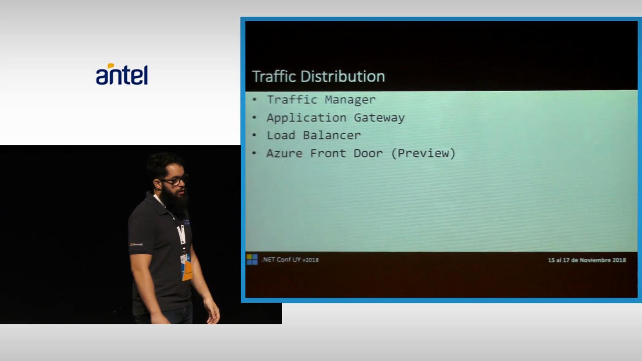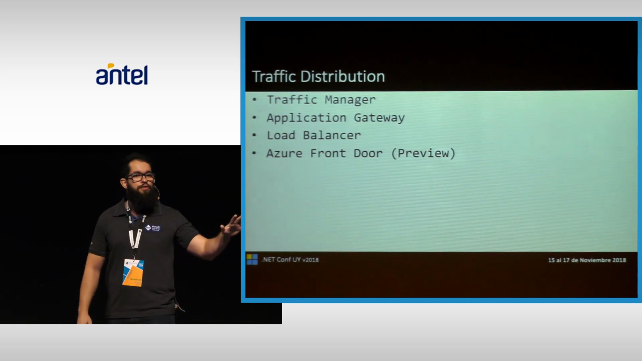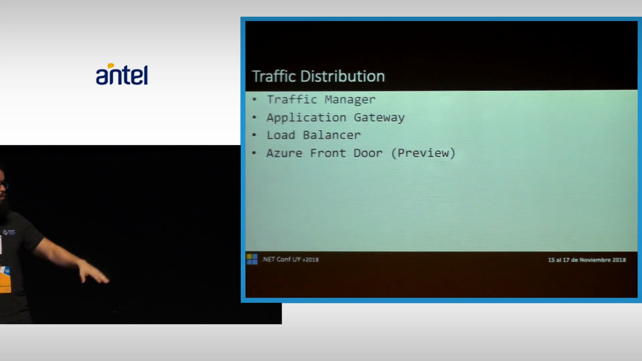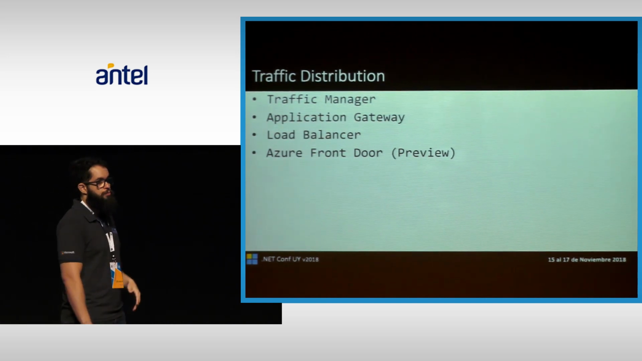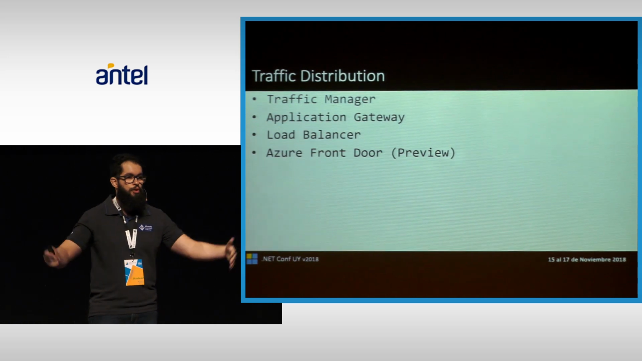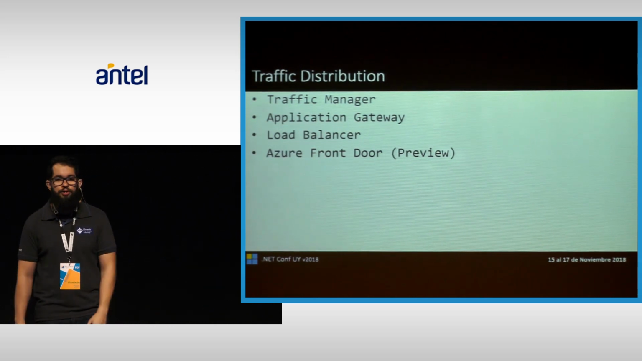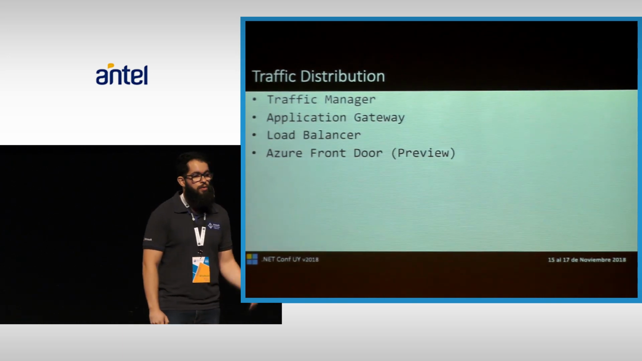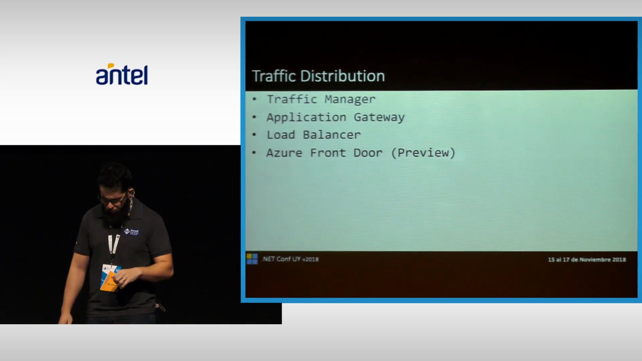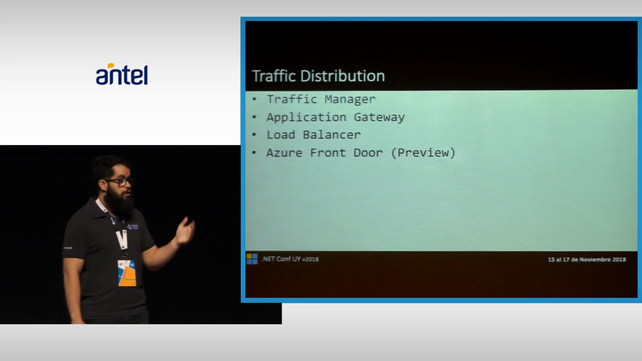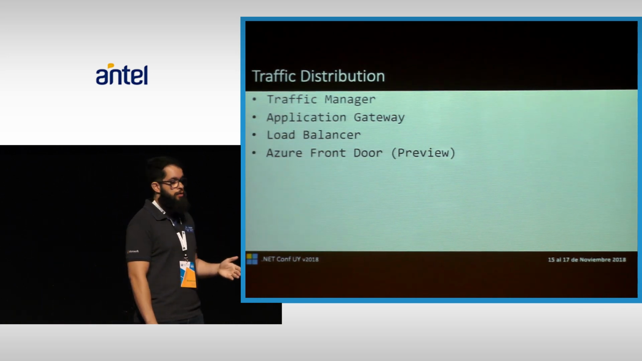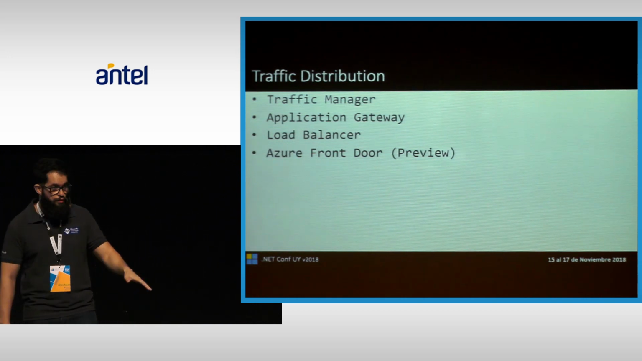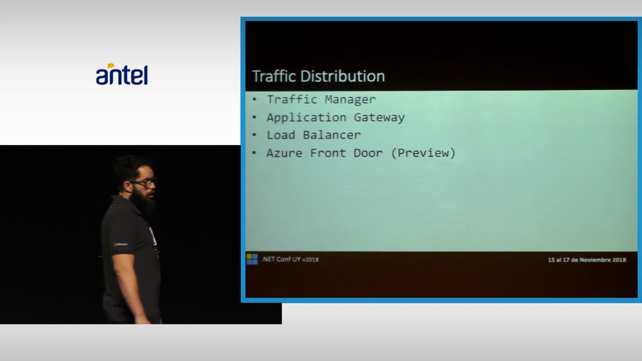So last but not least, I talked about the web servers. I talked about databases, and now we're going to talk about traffic distribution, okay? Because you need to spread your traffic across multiple machines, otherwise you can't scale, you can't handle traffic, okay? So on Azure, we have a couple options to do that. Traffic Manager, Application Gateway, okay? Load Balancer, and Azure Front Door, that's a service that is in preview.